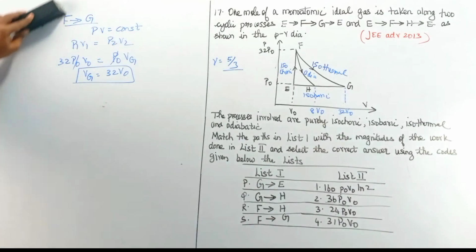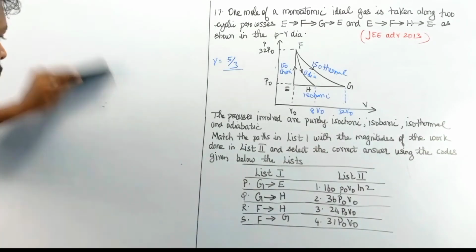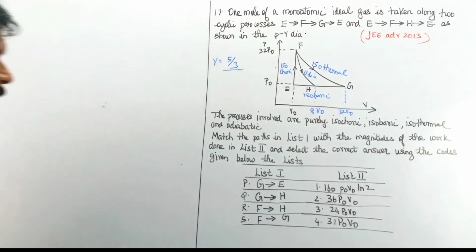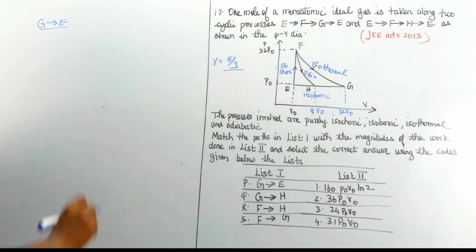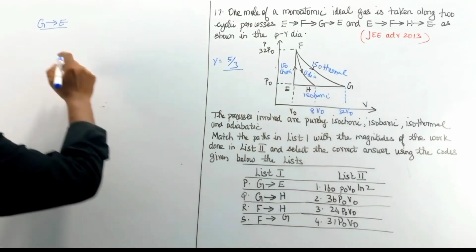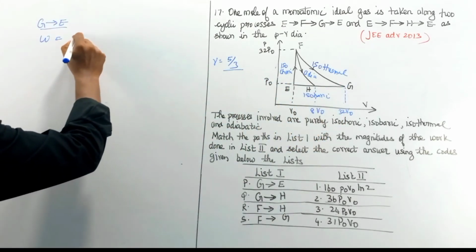So after finding these values, we will go to the match. Okay, now the first match, G to E. We have to find the work done through this path G to E. It is a constant pressure process. So work done will be equal to PdV.